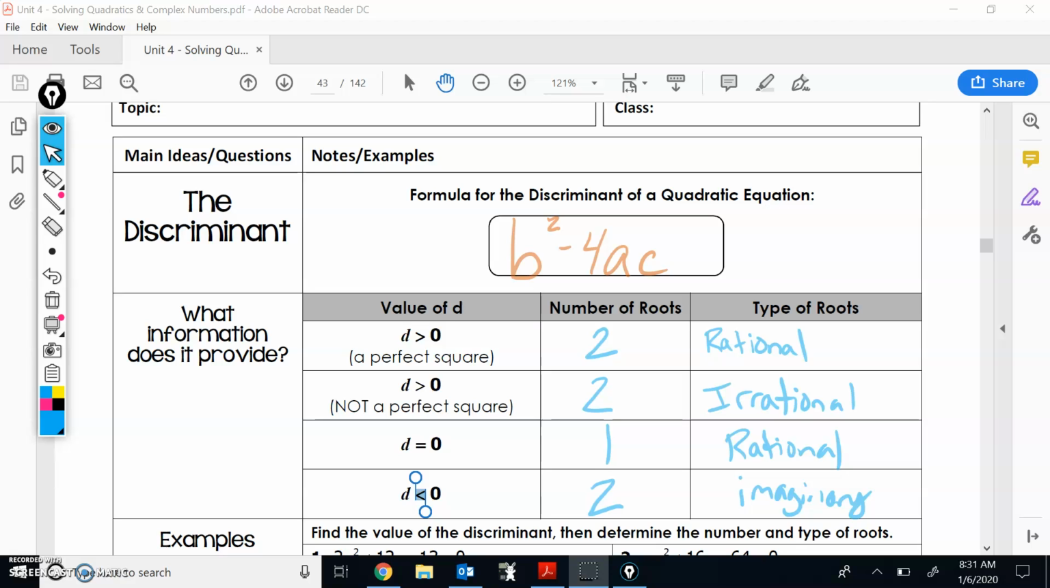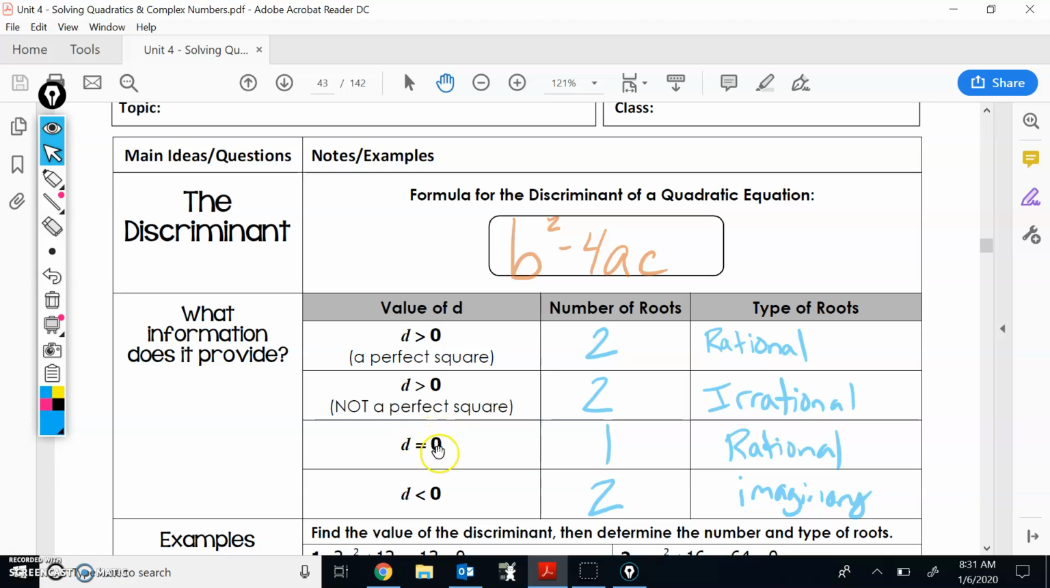Once you find the discriminant number by doing b squared minus 4ac, you could get a positive number, you could get 0, or you could get a negative number. If you get a positive number, and that positive number is a perfect square like 16 or 25 or 100, you're going to have two roots. That means two different solutions, and they're both going to be rational numbers. If you get a positive number that's not a perfect square, you're still going to have two different solutions, two different roots, but they're going to end up being irrational. That means they're going to have that square root sign with the plus minus and all that stuff.